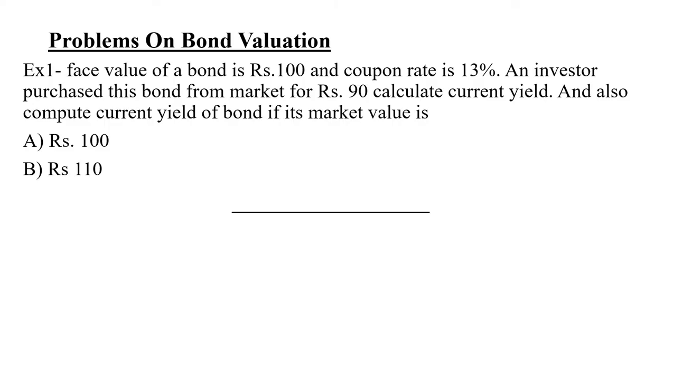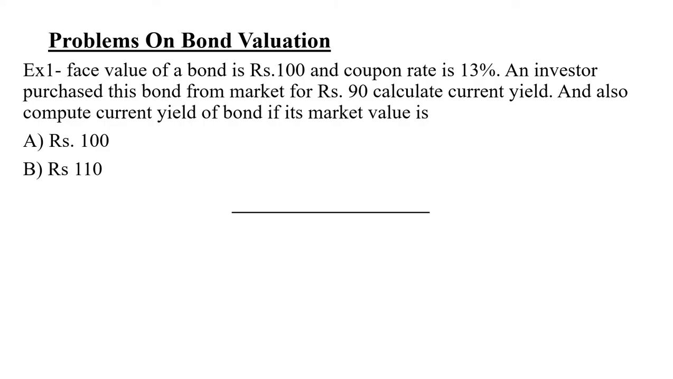Face value of a bond is rupees 100 and the coupon rate is 13%. An investor purchased the bond from the market for rupees 90. Calculate current yield and also compute the current yield of the bond if its market value is first one rupees 100, second one rupees 110.